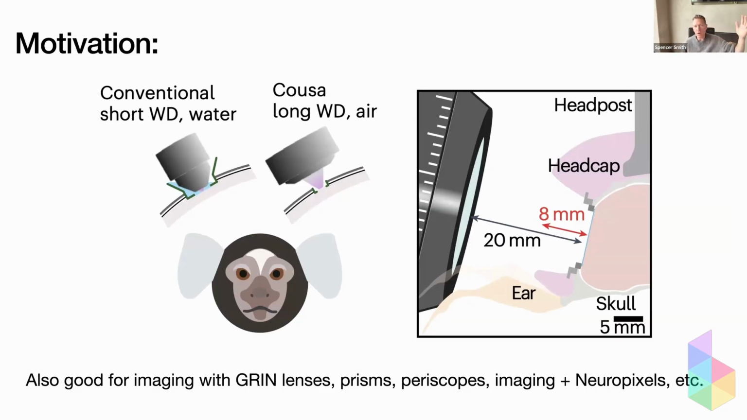Let's move the entire optics 2 centimeters away, 20 millimeters away from what we want to image. And then we made it really wide, right? We have to, because we've got a cone of light coming in and out. But this solved the problem. We also made it air immersion.